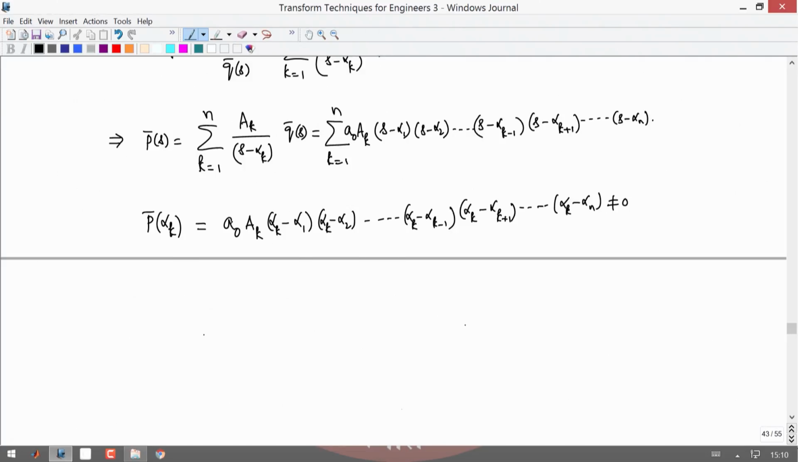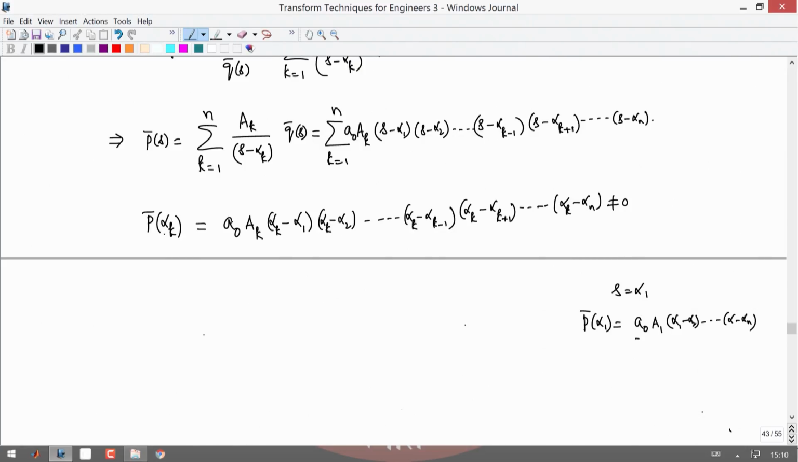Let us say if I use s equal to alpha 1, what exactly your p bar of alpha 1, this is going to be a naught. What you will lose is the first term. So, that is a naught times a 1, s minus alpha, that is alpha 1 minus alpha 2 up to alpha 1 minus alpha n. Except that alpha 1 minus alpha 1, that is 0, that divided with that when k equal to 1, that gets cancelled. This is your first term.